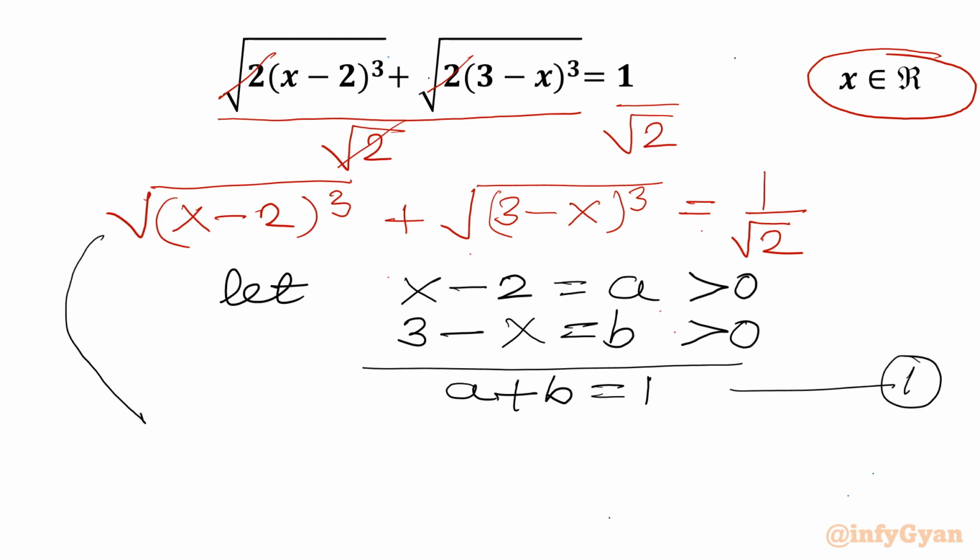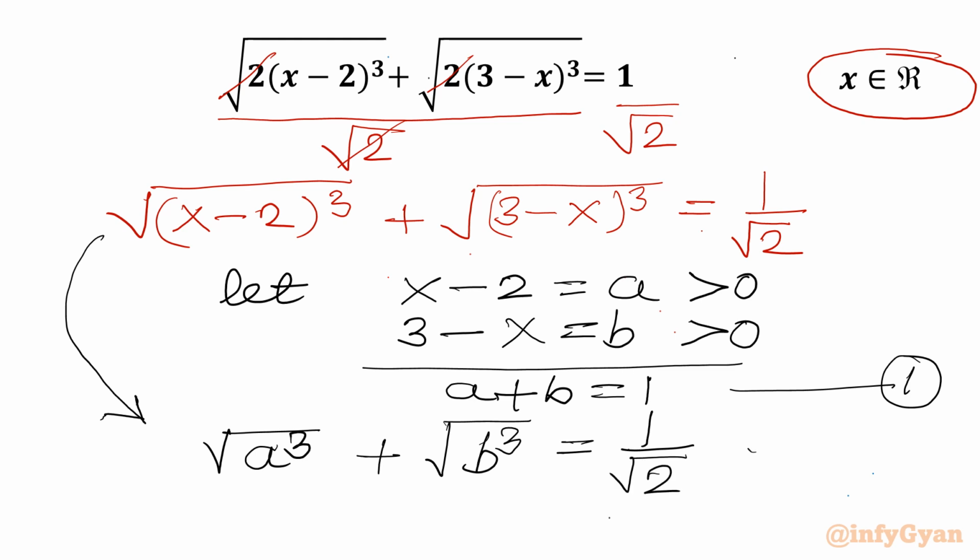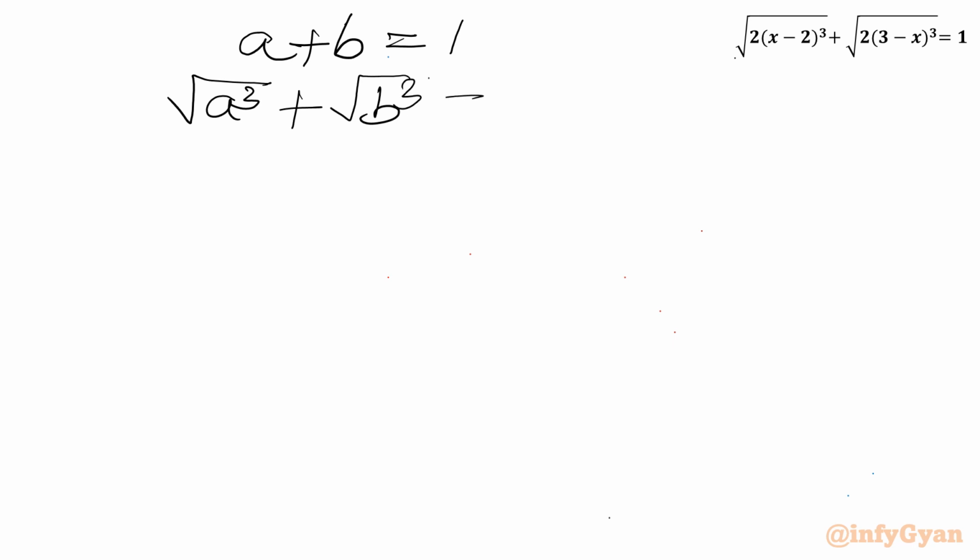And after substitution, our original equation will become √(a³) + √(b³) = 1/√2. Let us call this equation 2. Let's solve for the value of a or b. Here a + b = 1 and √(a³) + √(b³) = 1/√2.